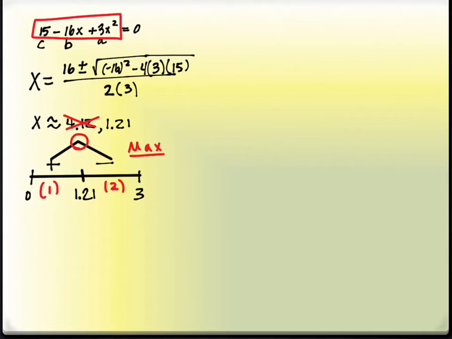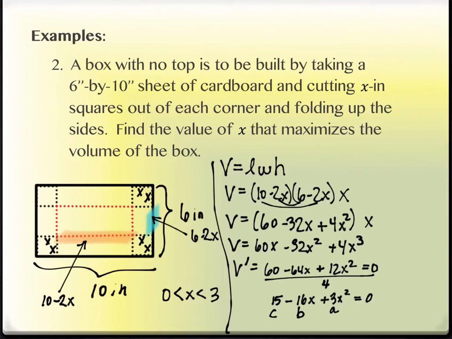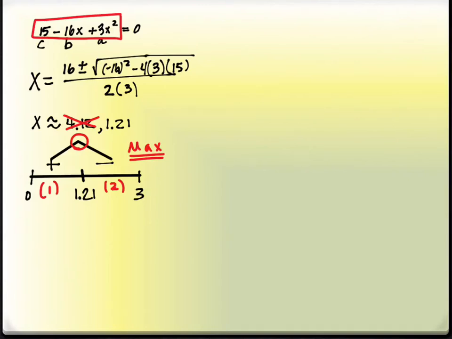What was I looking for? A maximum. I wanted to maximize the volume. So I have in fact maximized the volume. The x that I was looking for is 1.21. But I need to make sure I answer the question. It said find the value of x that maximizes the box. We did that. So we actually answered the question by finding the x is approximately 1.21, but it's 1.21 what? Inches. So I want to make sure we put our units appropriate in there.